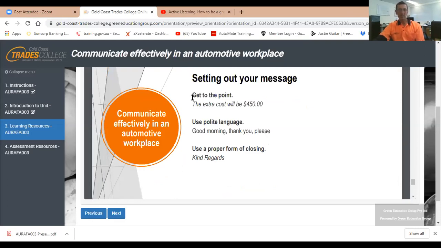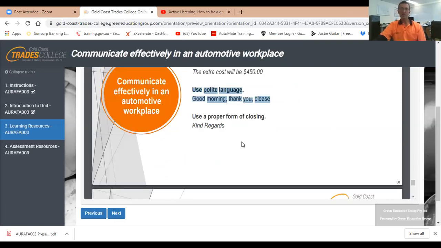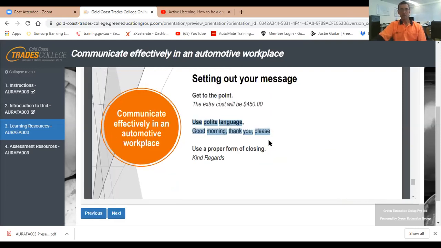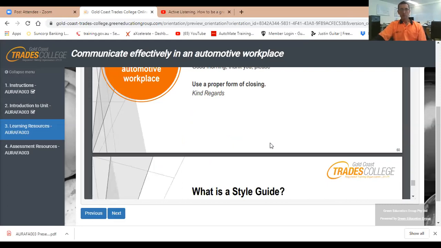Setting out your message. Get to the point. The extra cost will be $450. Use polite language. Good morning, thank you, and please. Use a proper form of closing. Kind regards, or best regards, or just plain regards is a useful form of closing. So just remember that when writing an email or a message.